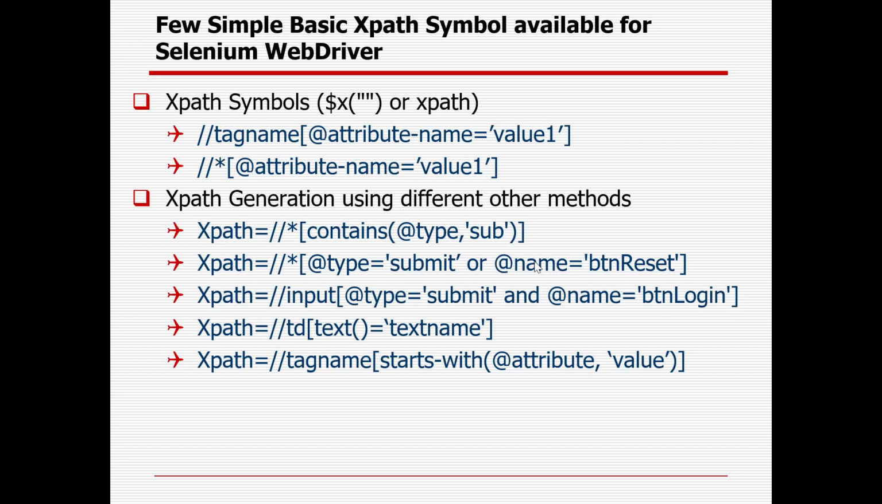Then one of the most important ones: in case it is a link, how can you identify it? Sometimes link text and partial link text are not working. A few such cases might happen. Then how can I create the XPath for the link?